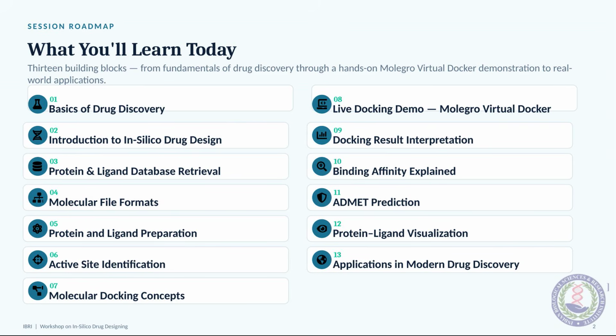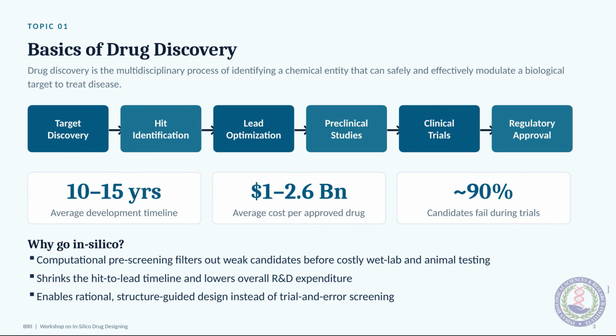In the second half, we will run a live docking demonstration in Molegro Virtual Docker, interpret the results, understand binding affinity, predict ADMET properties, visualize protein-ligand interactions, and finish with real-world applications. Let's start with the basics of drug discovery.